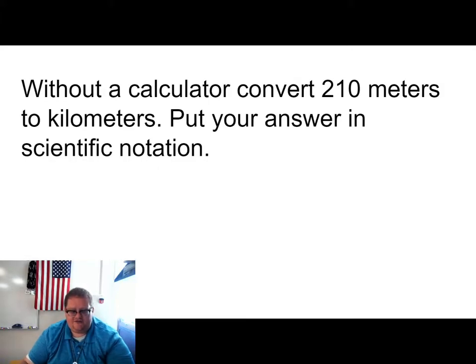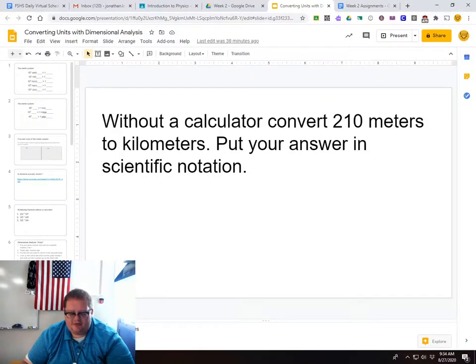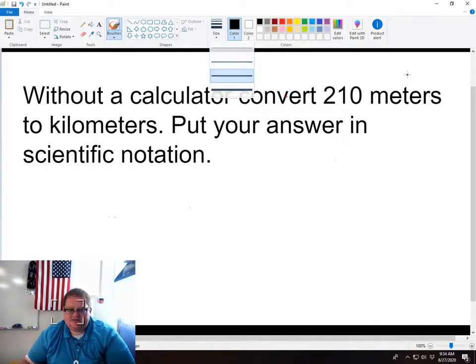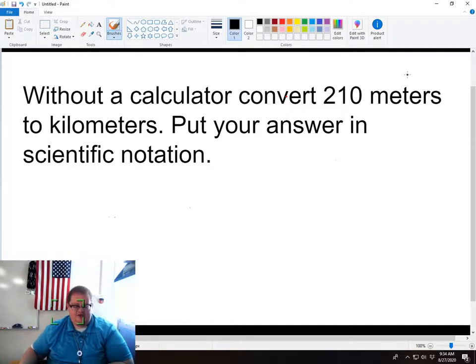All right, I'm moving on. Hopefully you got that. So first problem. It says, without a calculator, convert 210 meters to kilometers. So I'm going to show you how to do that. And now I want to emphasize that this may seem strange at first, but as you get more familiar with this, it's going to work out. It should work out pretty well. So let me show you first. Let's convert 210 meters to kilometers.